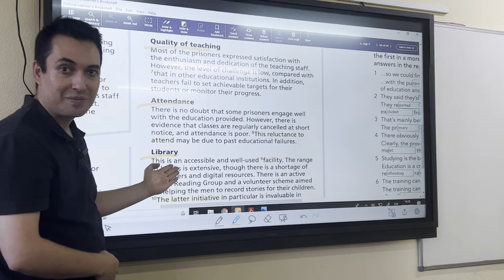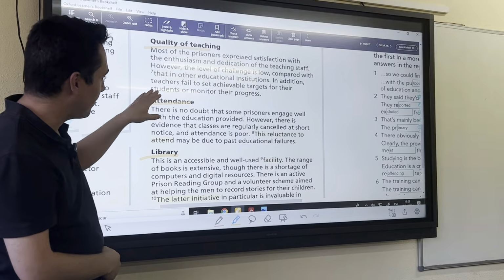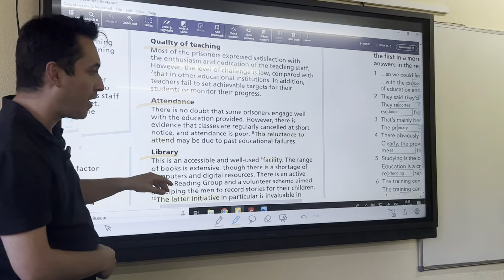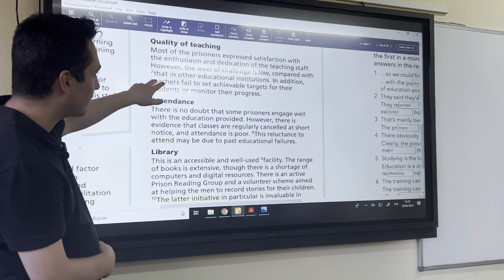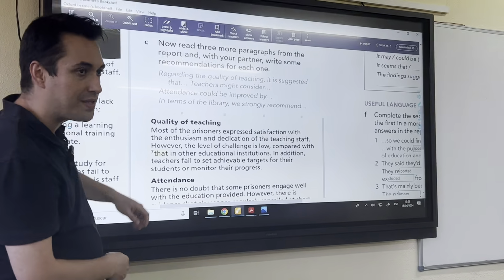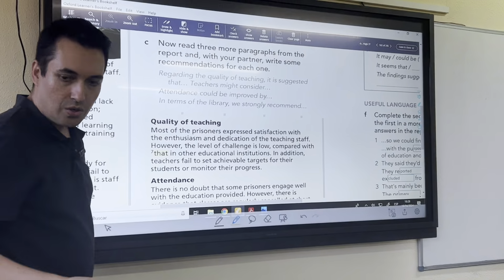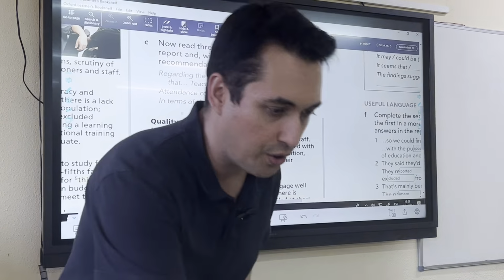Headings. Very important. Heading, paragraph. Heading, paragraph. That is a report. Okay, when you read these paragraphs, you will be in a position to complete these sentences with your partner. Nonetheless, pay attention to the grammar though.